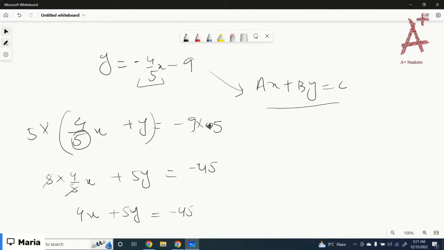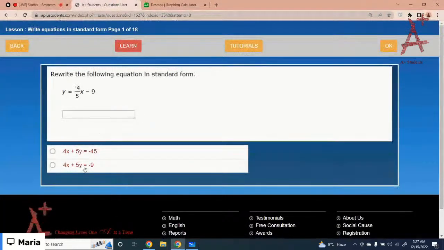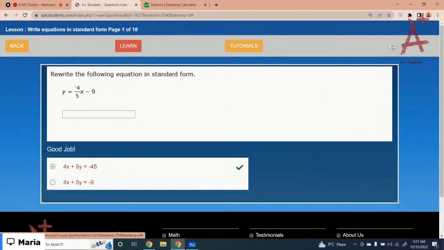You can compare: ax, here you have 4x; by, here you have 5y; c, and here you have negative 45. Got it? So the equation is 4x plus 5y equals negative 45. Here is the correct option. Just select the correct option and then click on the OK button. Got it?